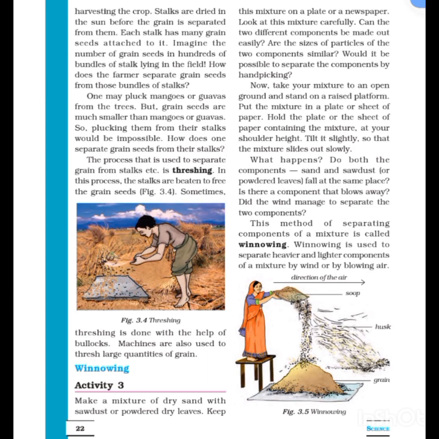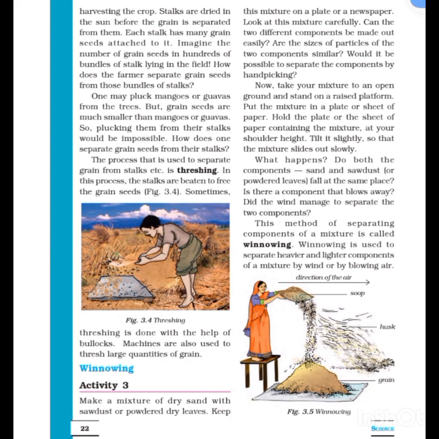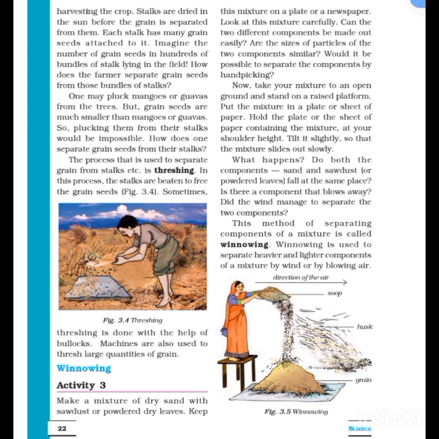कैसे करते होंगे वो? So one may pluck mangoes or guavas from the tree. जब हम क्या करते हैं? Pluck करते हैं ना mangoes या guavas को. But जो grain होते हैं, seeds are much smaller होते हैं than mangoes or guavas से. So plucking them from their stalks would be impossible, right? How does one separate grain seeds from their stalks? ठीक है. So the process that is used to separate grain from stalk etc. is threshing. In this process, okay, the stalks are beaten to free the grain seeds.